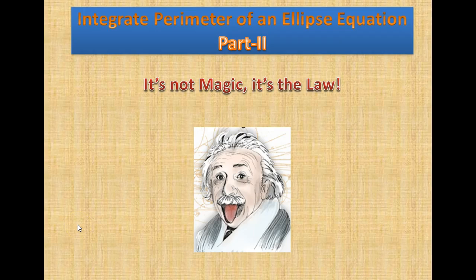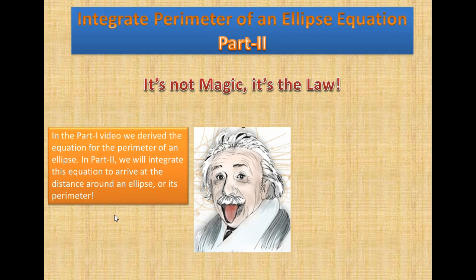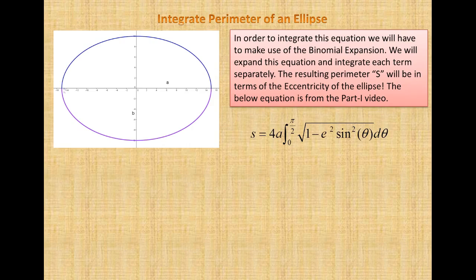Hello, and this is our part 2 integral of integrated perimeter of an ellipse equation. In the part 1 video, we derived the equation for the perimeter of an ellipse. In part 2, we will integrate this equation to arrive at the distance around an ellipse, or its perimeter.